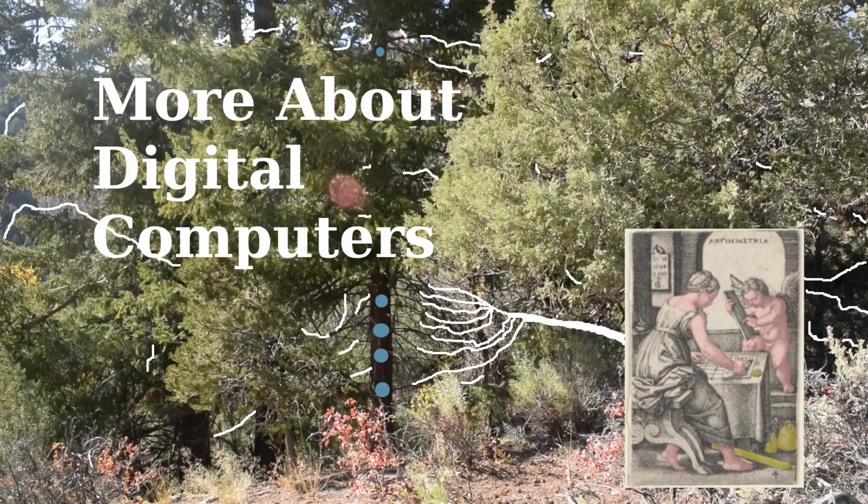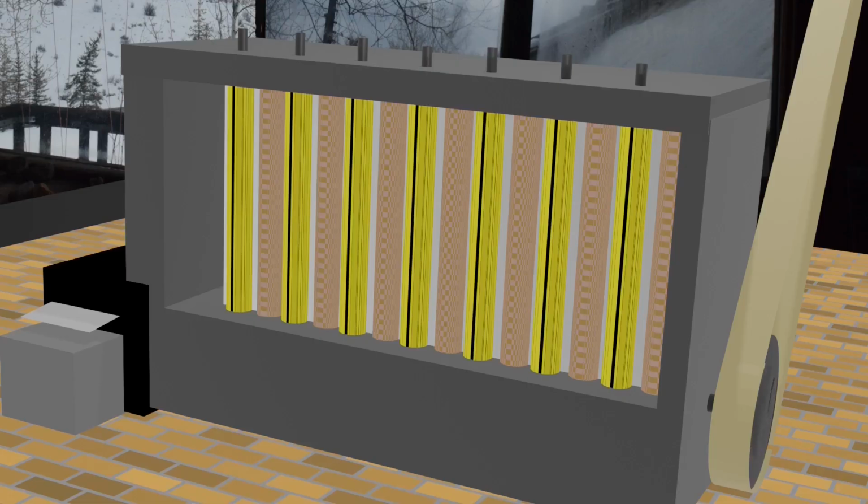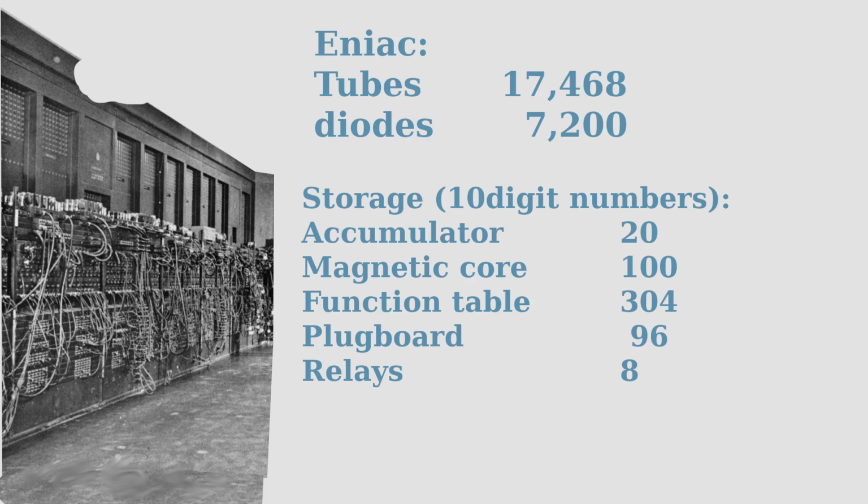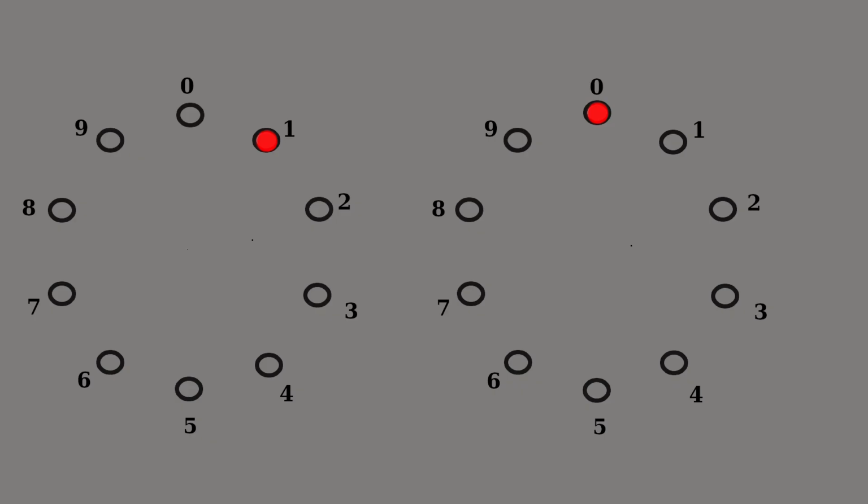A little more about digital computers. Babbage's difference engine would have made mathematical tables by addition of base 10 numbers. The ENIAC computer of the 1940s was a programmable electronic version of the difference engine, mostly adding and subtracting base 10 numbers. Its best use was for making tables.